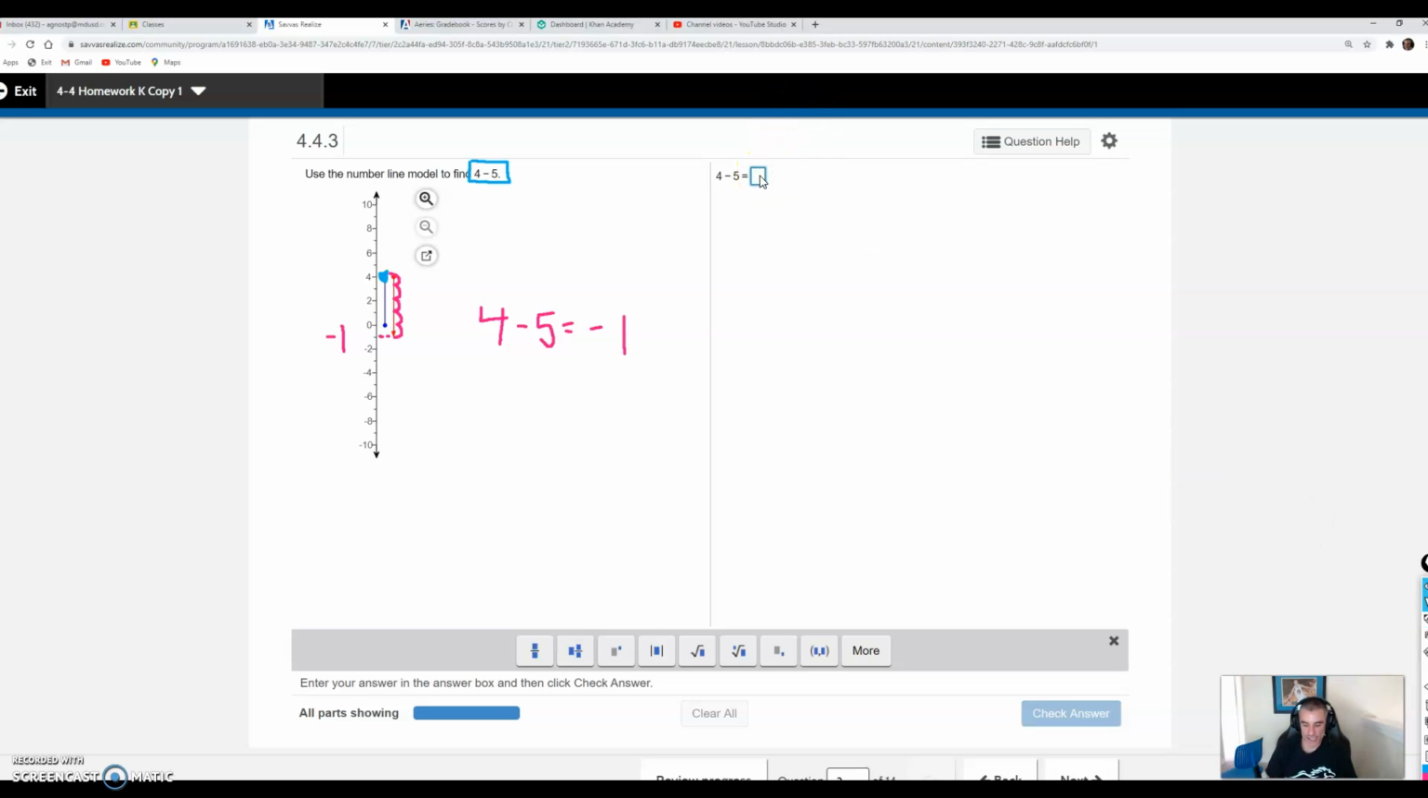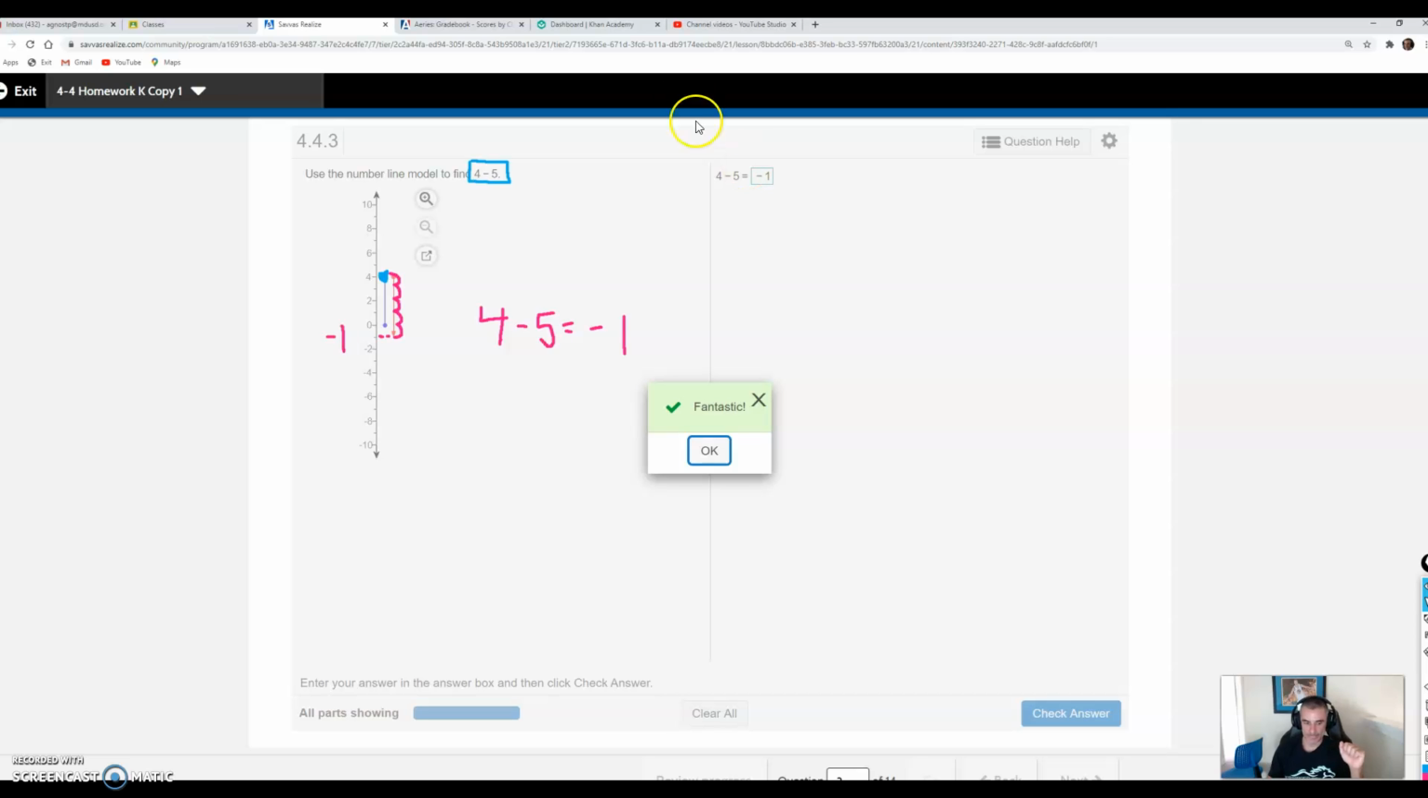On my keyboard, the negative sign is the hyphen. It's next to the 0 on my number line at the top of the keyboard. So I put in my negative, I put in 1. Got it.